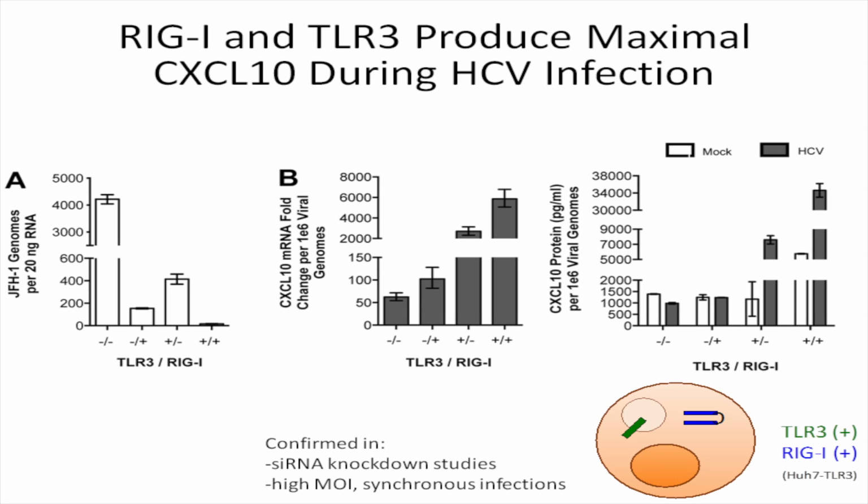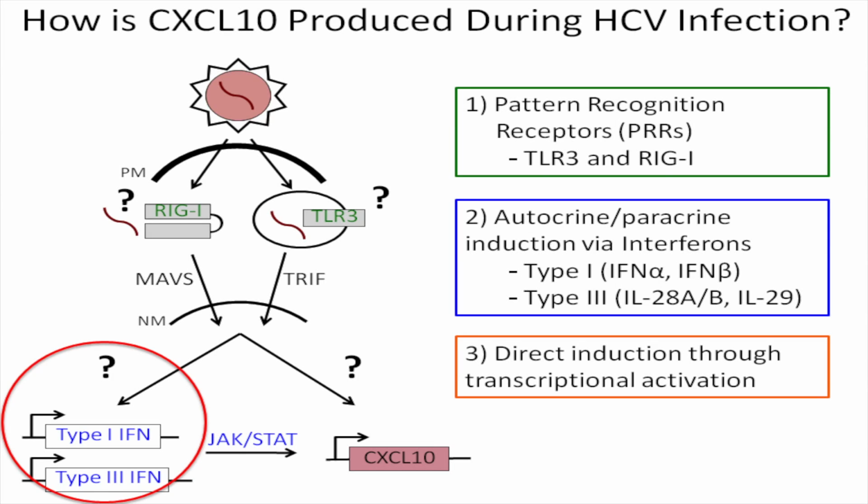So we also did experiments using high MOI synchronous infections, where basically the same amount of viral RNA went into cells at the beginning and would trigger similar responses. And the bottom line is that we still found that the double positive cells produced the highest CXCL10 induction. And we also did experiments where we selectively knocked out TLR3 and RIG-I and found results to confirm these responses. So for the rest of this portion of my talk, I'm going to be talking about these double positive cells, because the data clearly show that both TLR3 and RIG-I are required.